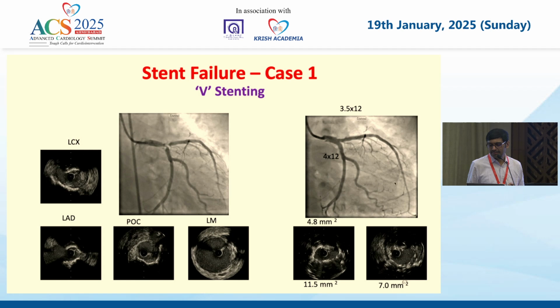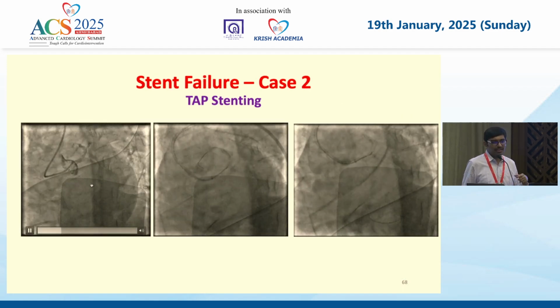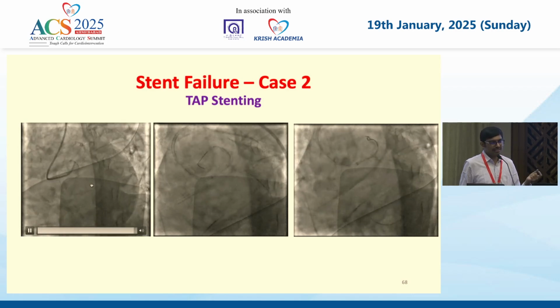And so this is what we found. This patient had sudden cardiac arrest at home after a month. So most probably under-expansion related stent thrombosis. And this is one of the patients I showed you, the long Carina T-stenting.